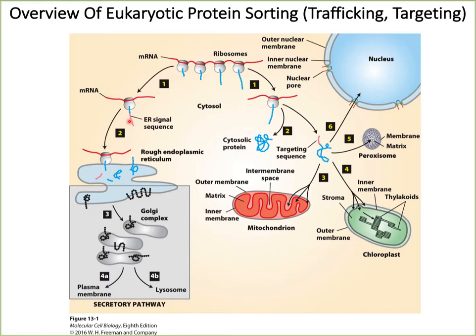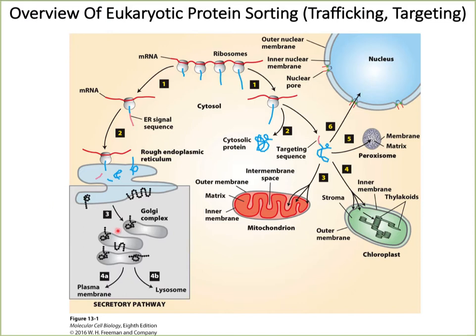So there might be a nuclear targeting sequence. It could be a peroxisome targeting sequence. There could be a mitochondrial targeting sequence or a chloroplast targeting sequence. On the other hand, there is a special class of protein known as the secretory proteins, and they are synthesized in a slightly different way.